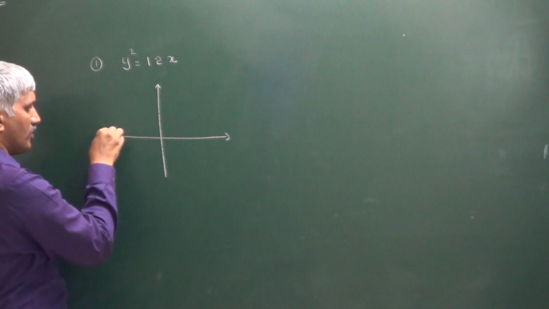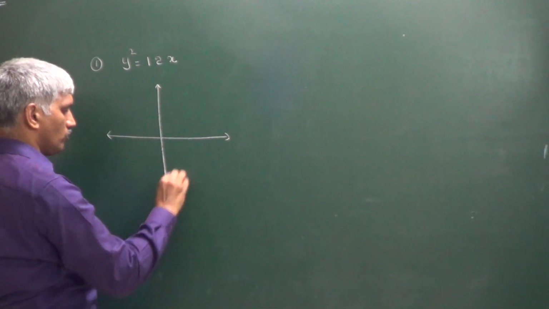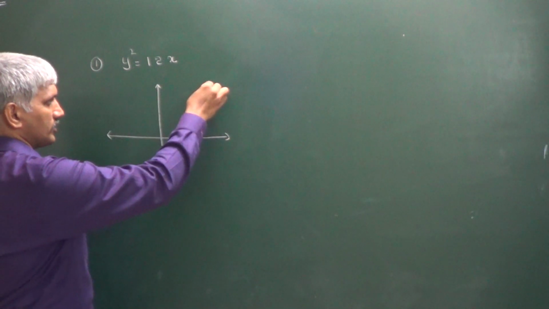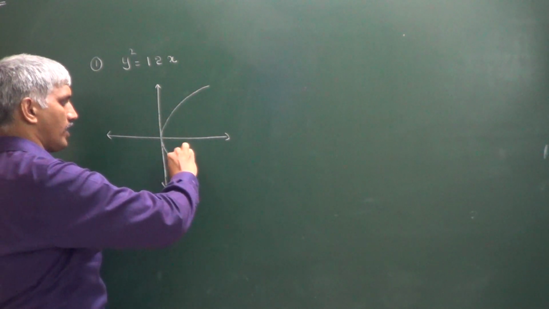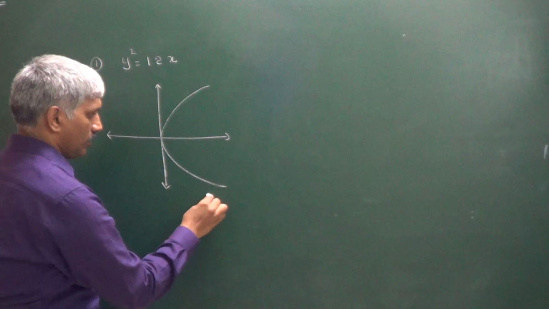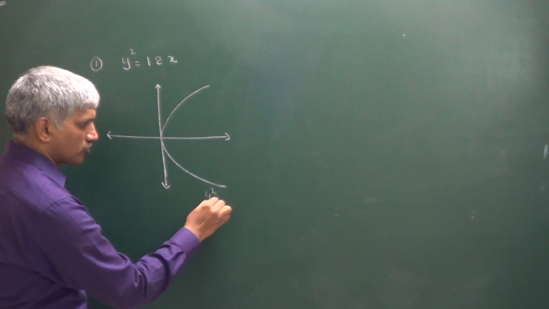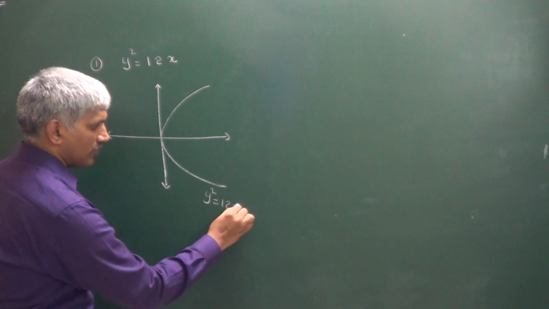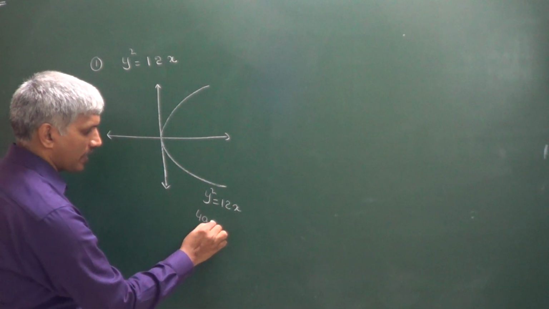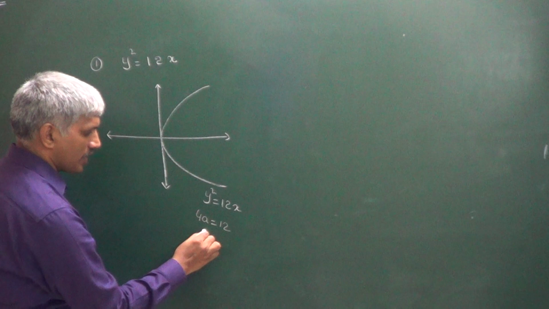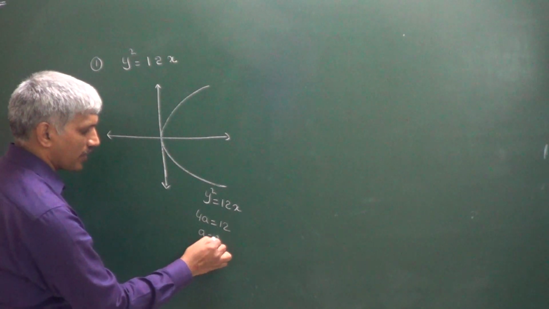It's a standard form of the parabola. So this is the parabola, y square is equal to 12x. Whether you observed or not, what is there in place of 4a? 4a is equal to 12. Then a is equal to 3.